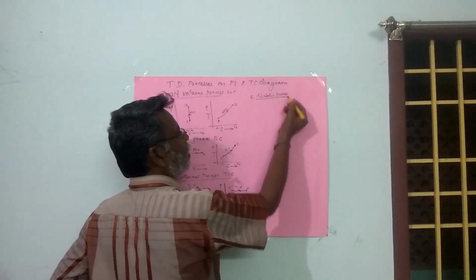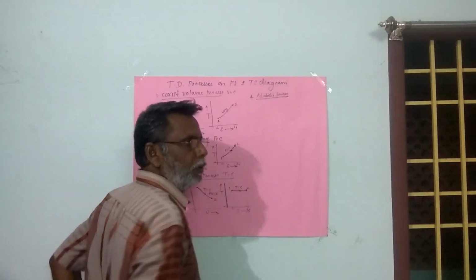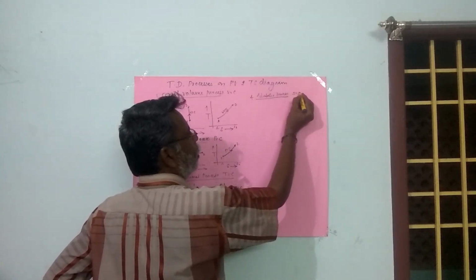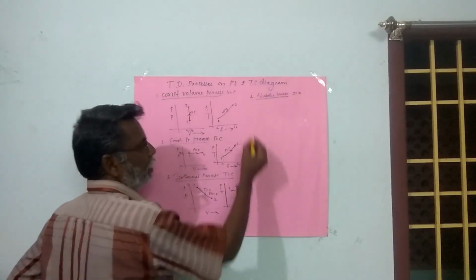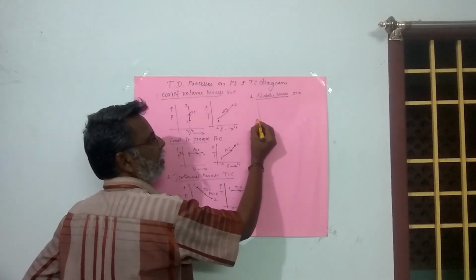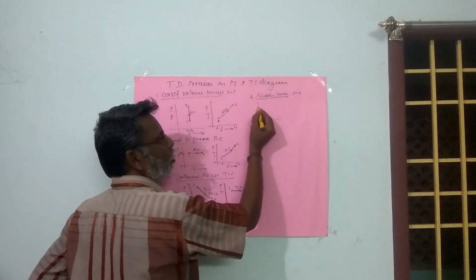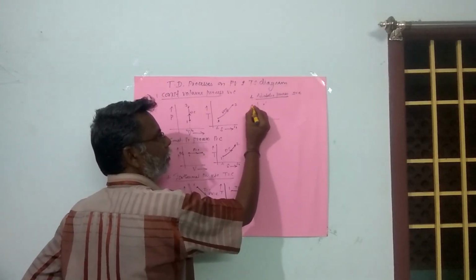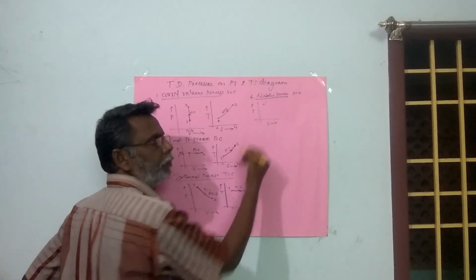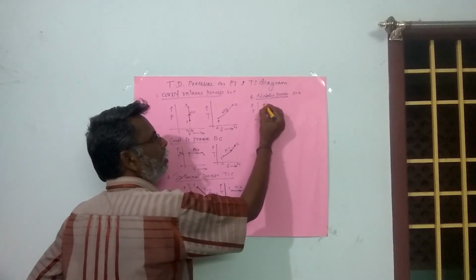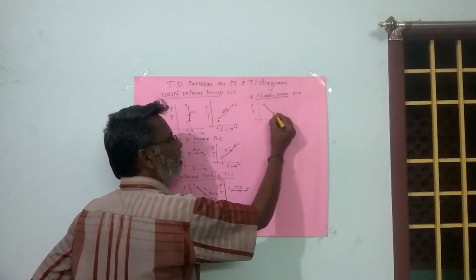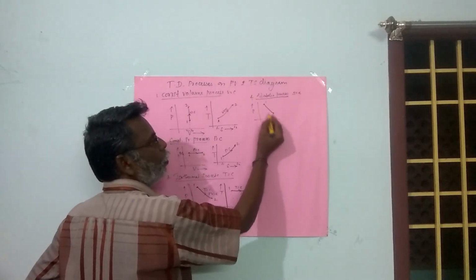So during this process, there is no heat transfer and the entropy remains constant throughout the process. Now let us take the isentropic expansion process. So this is pressure and this is volume. Since it is an expansion process, there is a drop in pressure. Similarly, there is an increase in volume.